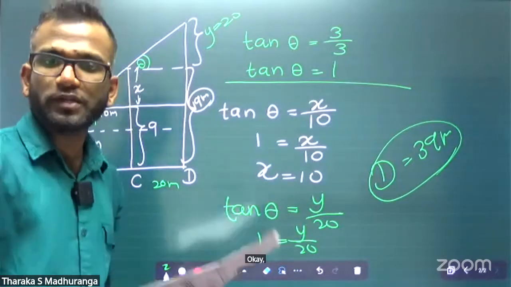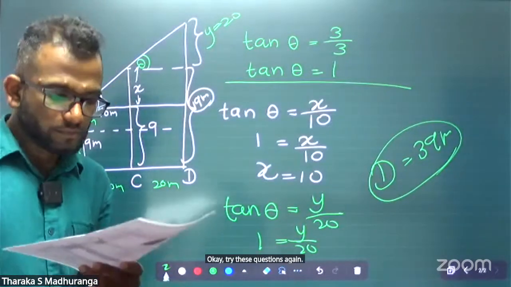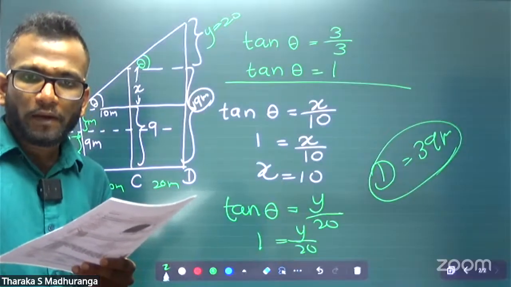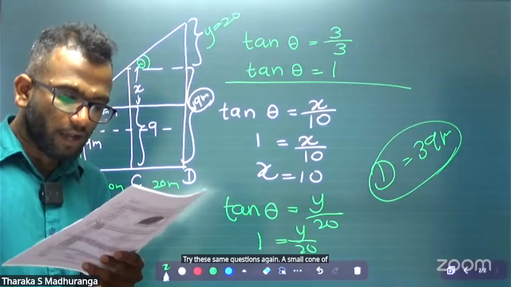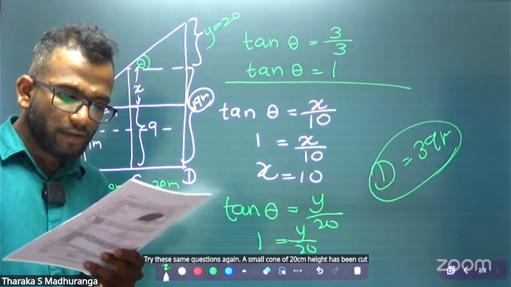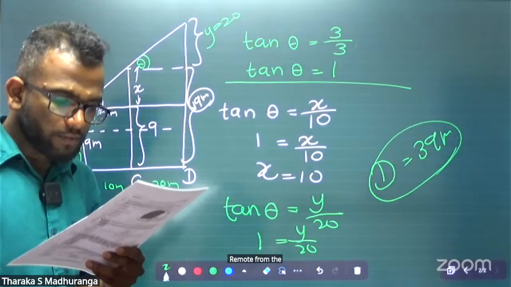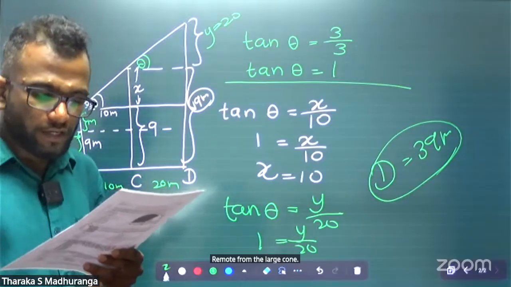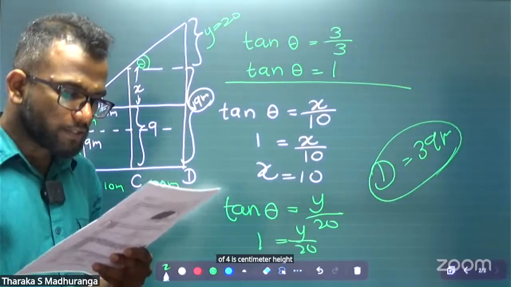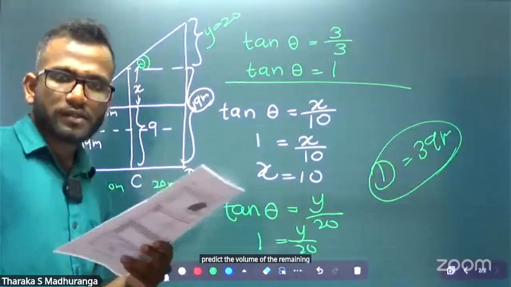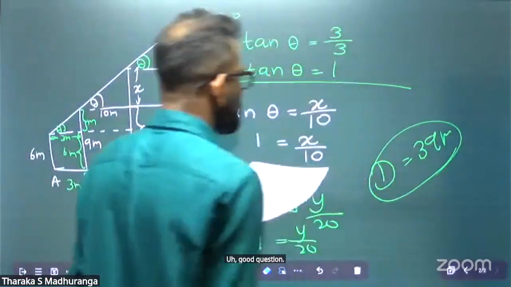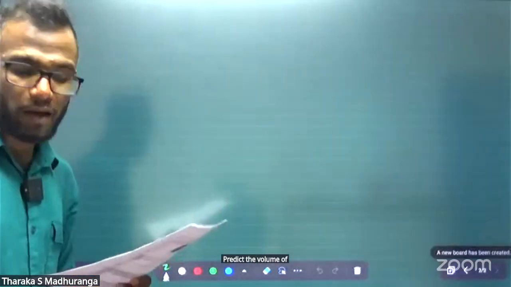Okay, try these same questions again. A small cone of 20 centimeter height has been cut and removed from the large cone of 40 centimeter height, as shown in the picture. Predict the volume of the remaining part. Good question.